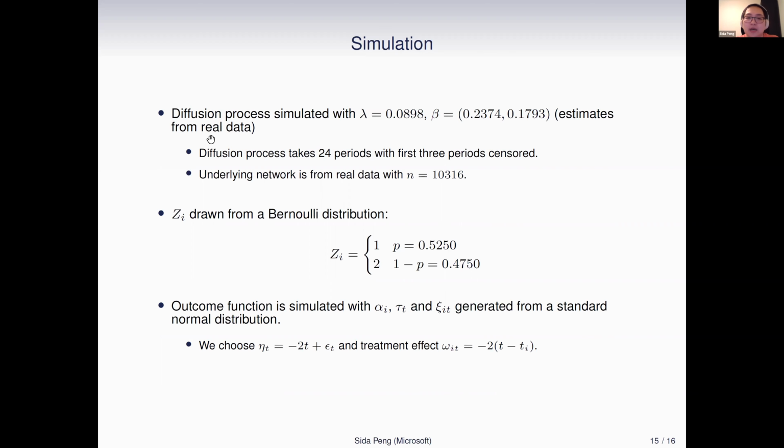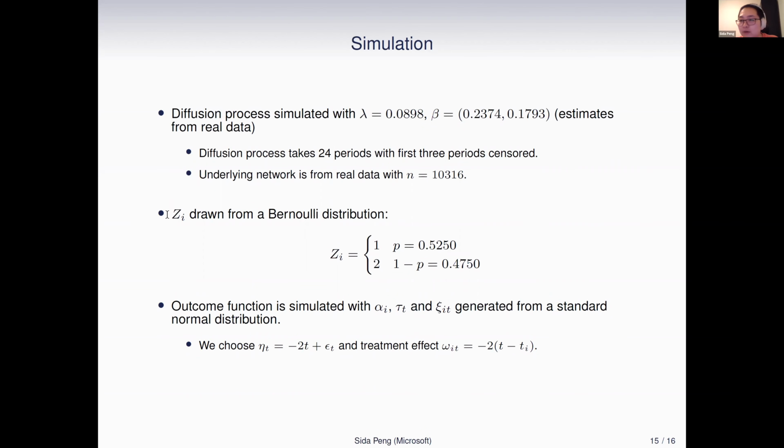First, we generate the diffusion process with the neighbor's hazard rate due to a neighbor, and beta is set as this. We use the covariance of the average number of emails sent and the average time you read emails as our covariance. Then we simulate this diffusion process for 24 periods with the first 3 periods being censored. The underlying network is exogenous, given from the real data, and this data set contains around 10,000 employees.